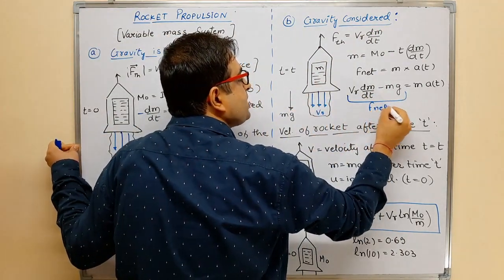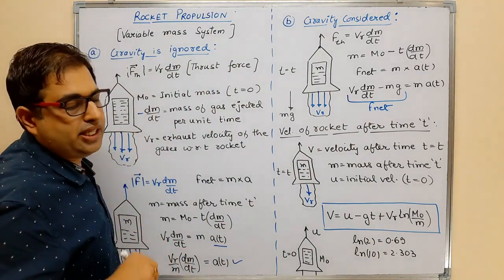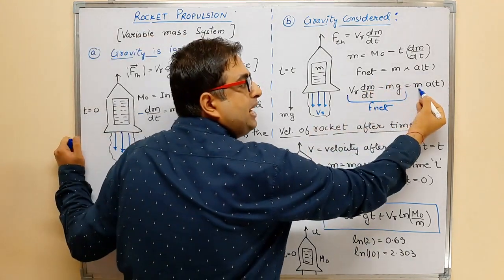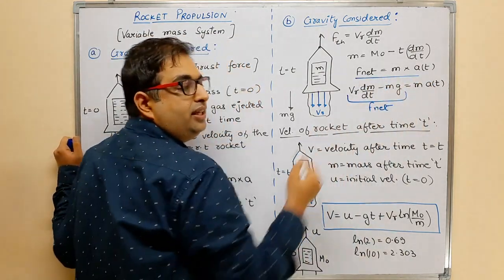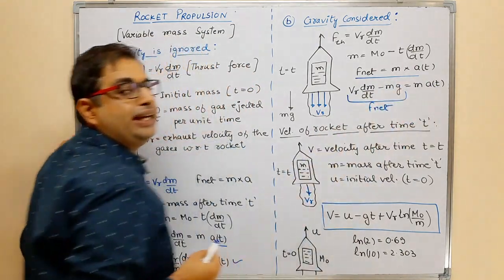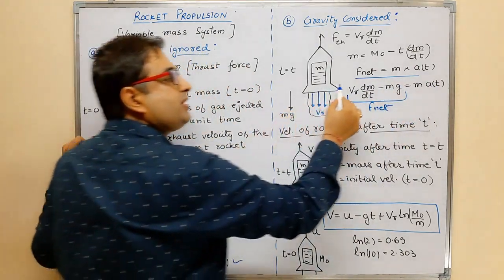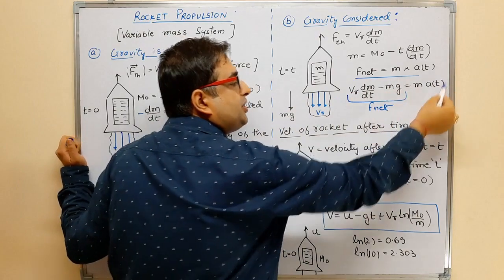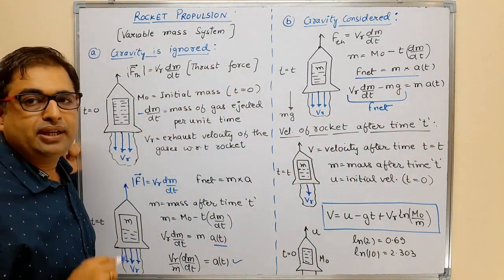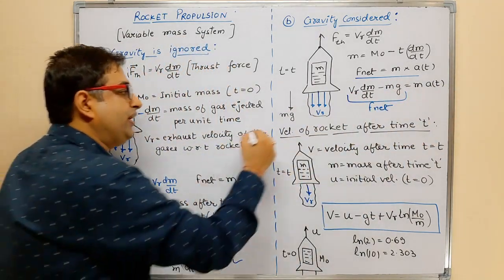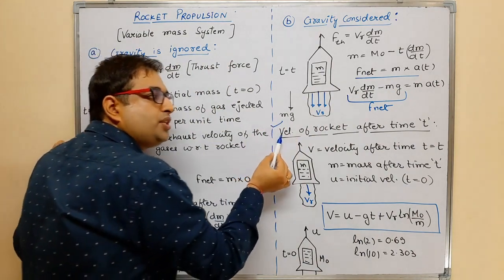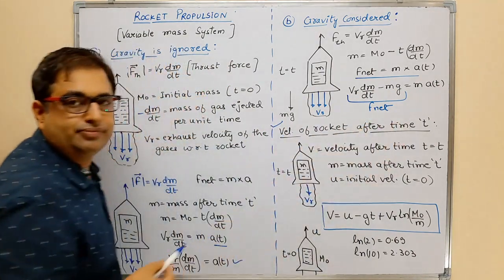This is the net force acting on the rocket, and this net force will be equal to mass at any time t into acceleration at any time t. So from this result you can calculate the acceleration of the rocket at time t. Now one very important formula: velocity of rocket after time t.